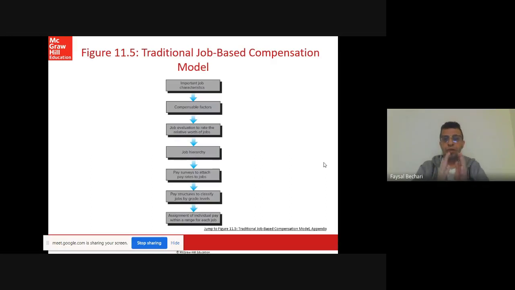But traditional job compensation moves through these stages. First, you look at the important job characteristics. Why is this job important, and what task makes it important for the whole organization? Then look at the compensable factors in it: their production, how many units, all these things. You can look at what they can do. Then you do the job evaluation to rate the relative worth of the job.